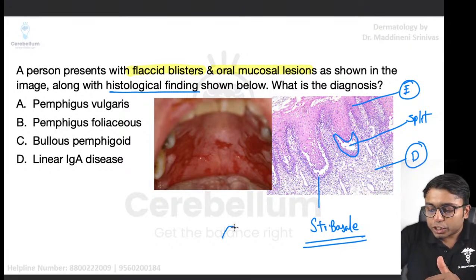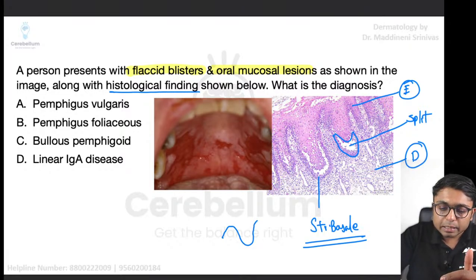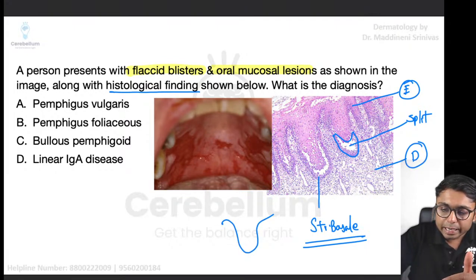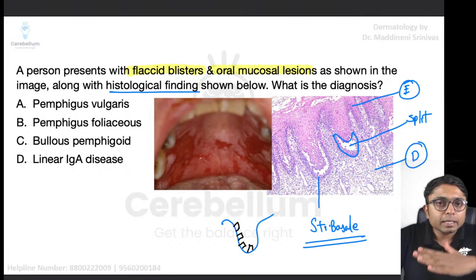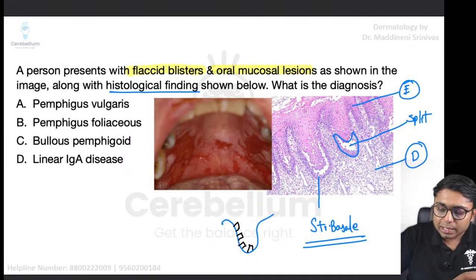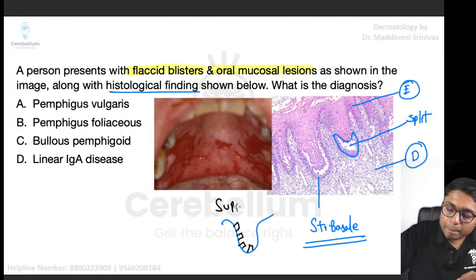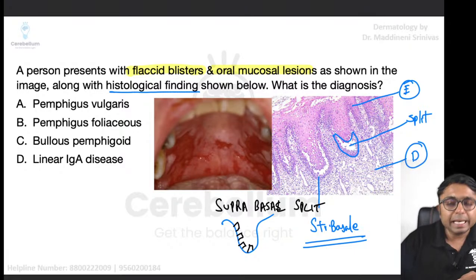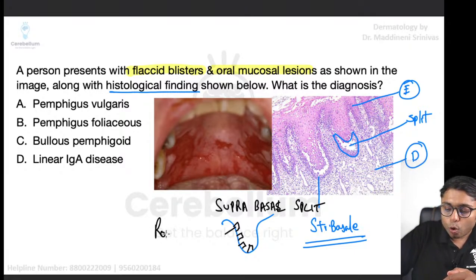So I will draw a picture here. If you think that this is the rete ridge, you are able to see that the cells are present in the rete ridge like this. These are the stratum basal cells which are attached to the underlying dermoepidermal junction, and they are separated from the rest of the stratum spinosum. So this is called a suprabasal split, and this pattern is called the row of tombstone appearance.